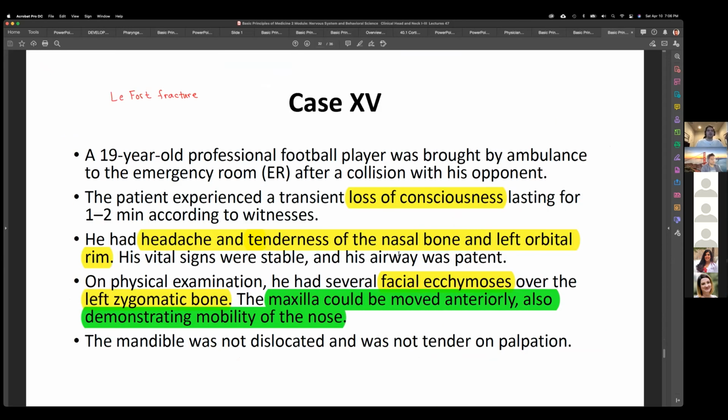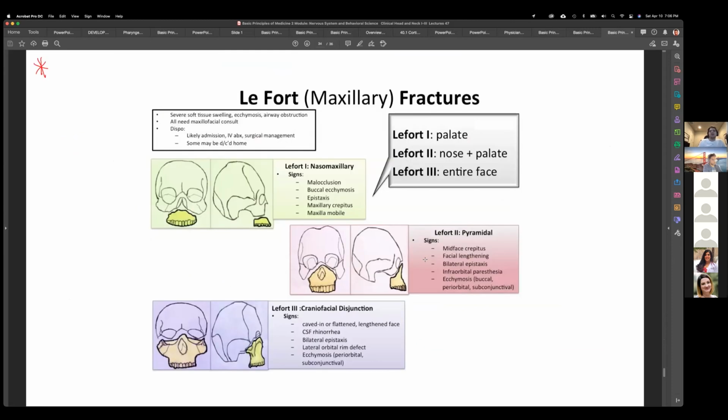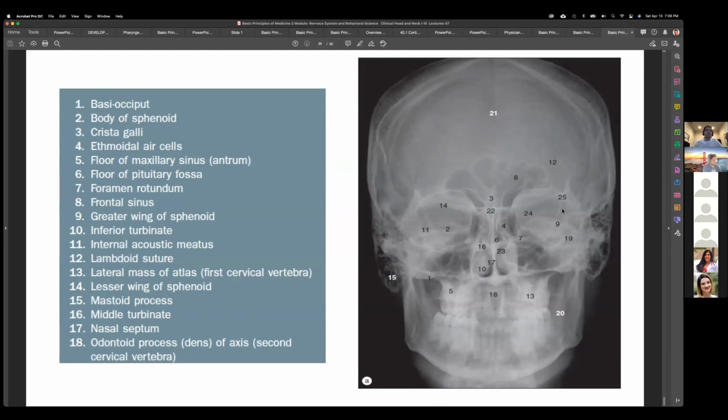What's going on here? Loss of consciousness, headache and tenderness of the nasal bone, facial swelling. Oh, this is the Le Fort. I would know the differences here. Le Fort 1, just the palate. 2 is nose and palate. 3, so it's a gradient, 1 to 3, 3 being worse. I would know those for sure. Easy points.